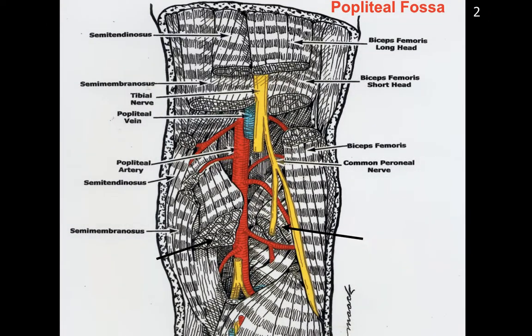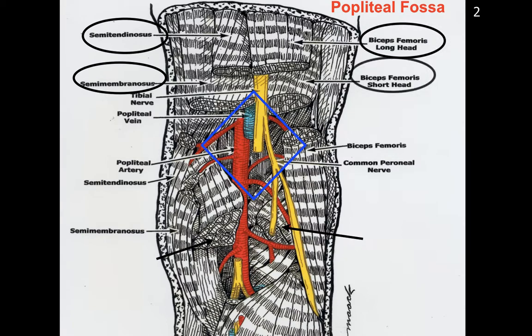The popliteal fossa is a diamond-shaped space. The superior border is defined medially by the semimembranosus and semitendinosus muscles and laterally by the long and short heads of the biceps femoris muscles. Inferiorly, the borders of the space are the medial and lateral gastroc muscles.